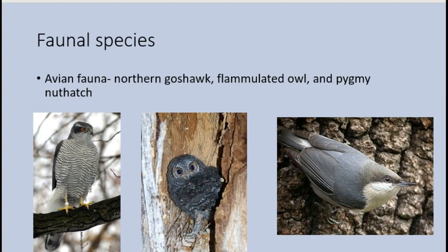Here we have some more faunal species. The northern goshawk and the flammulated owl are both raptors, so they're at the top of the food chain. They're in a high trophic level. They consume other animals who consume either other animals or vegetation. And then we have the pygmy nuthatch as well. And here we can see in all three pictures that, of course, avian fauna require trees for habitat. So you can imagine how fire, which would be an abiotic factor, influences their survival.